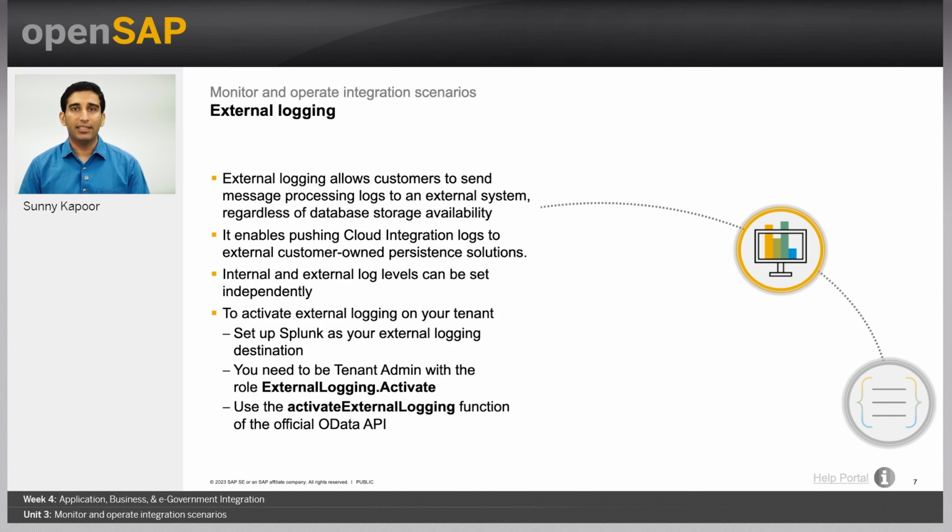In addition to the built-in standard monitoring features of cloud integration, there may be scenarios where you require external logging capabilities to further enhance your monitoring and troubleshooting processes. External logging allows customers to push message processing logs in real time to external customer-owned persistent solutions like Splunk, regardless of database storage availability. By capturing and analyzing log data in an external logging system, you can meet compliance requirements, and use it for high throughput scenarios and high volume queries, which are currently limited by our systems and databases.